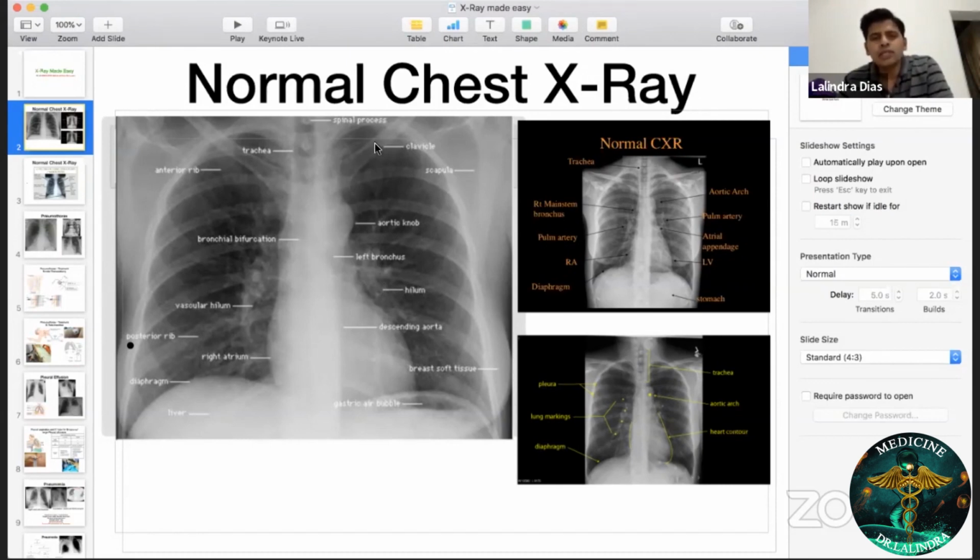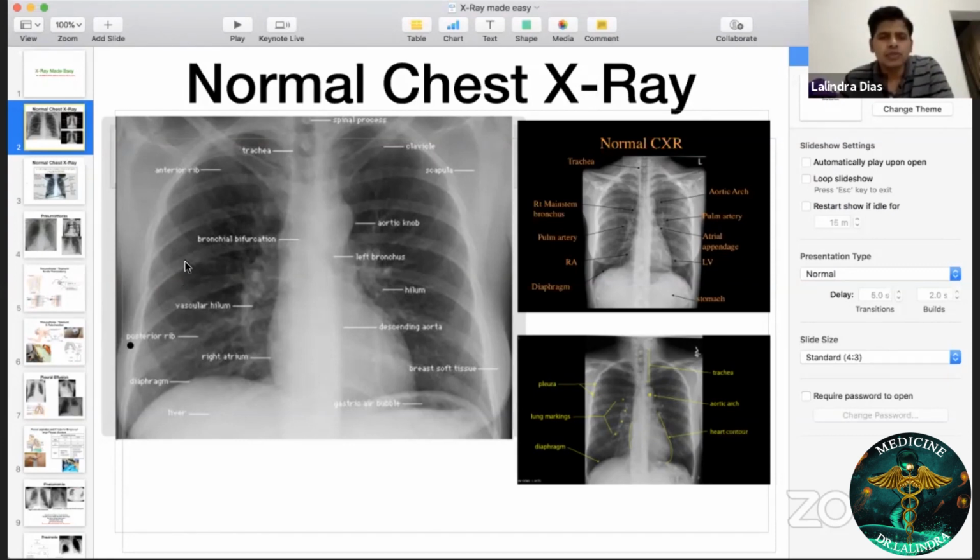Then you have to look at these bone shadows. These are the ribs. These are posterior ribs. And these are the anterior ribs, which go in an oblique manner, going down like this. Right? So usually there are less than 7 anterior ribs above the diaphragm. If there are more than 7 ribs anteriorly above the diaphragm, that is COPD, air trapping.